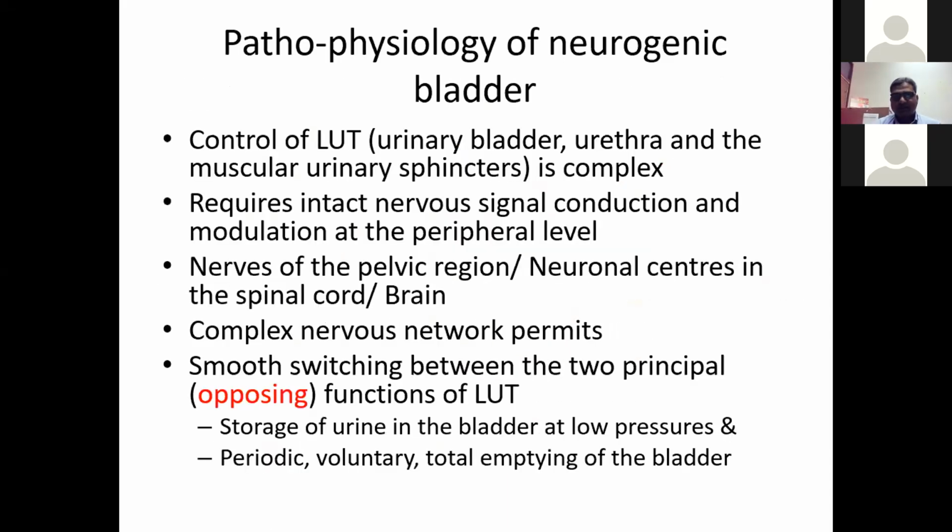Right, thank you. So we are going to talk about the pathophysiology of neurogenic bladders. The lower urinary tract, which includes the urinary bladder, urethra, and muscular urinary sphincter, is complex, and it requires intact nervous signal conduction and modulation at the peripheral level. This includes the coordination between the nerves of the pelvic region as well as neuronal centers in the spinal cord and the brain. And this complex nervous network permits a smooth switching between the two principal but opposing functions of the lower urinary tract, which are the storage of urine in the bladder at low pressure and periodic voluntary total emptying of the bladder during voiding.